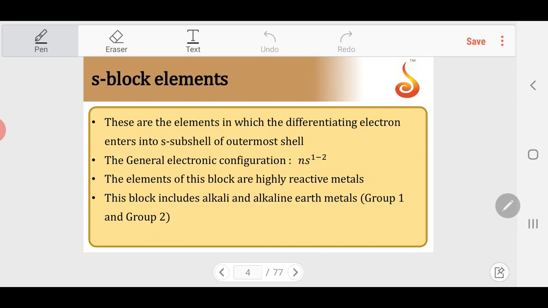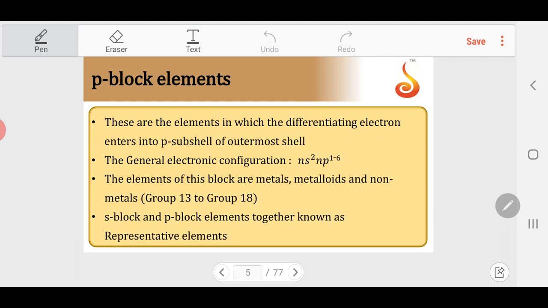What exactly are S block elements? These are the elements in which the differentiating electron enters into the S subshell of the outermost shell. The general electronic configuration always ends with ns1 or ns2. So this will be mainly group 1 and group 2, that is alkali metals and alkaline earth metals. These are highly reactive metals. So two groups constitute S block elements.